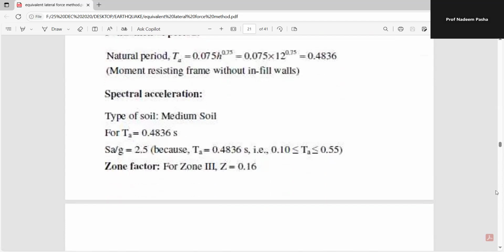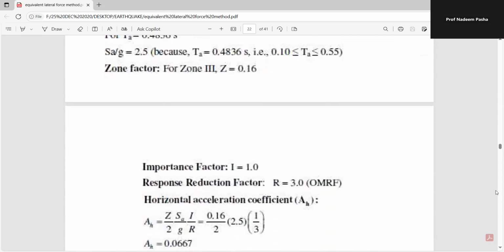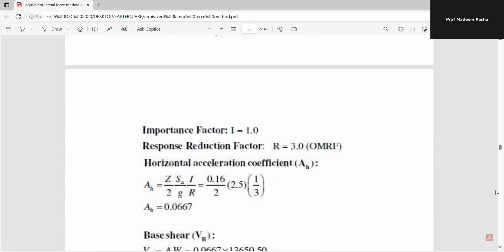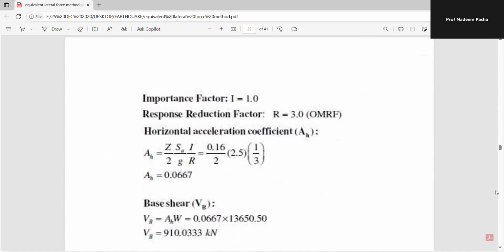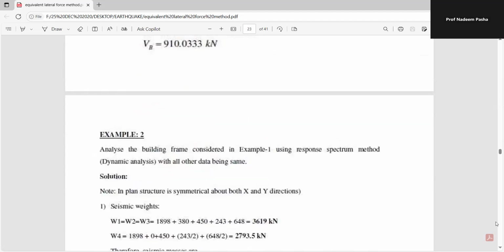because TA is equal to 0.4836 s, that is 0.10 less than or equal to TA less than or equal to 0.55. Zone factor for zone 3, Z equal to 0.16. Importance factor I is equal to 1.0. Response reduction factor R is equal to 3.0 for OMRF. So the horizontal acceleration coefficient AH comes out to be Z into SA into I divided by 2GR. So 0.16 divided by 2 into 2.5 and 1 by 3. So AH comes out to be 0.0667. And the base shear is equal to AH into W. So it comes out to be 910.003 kilonewton.